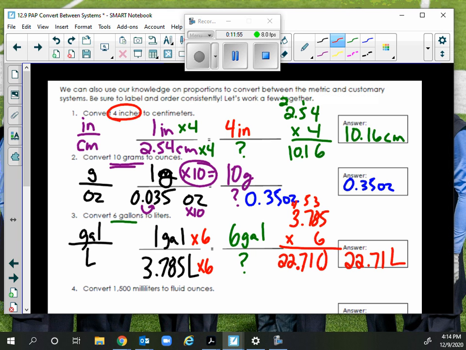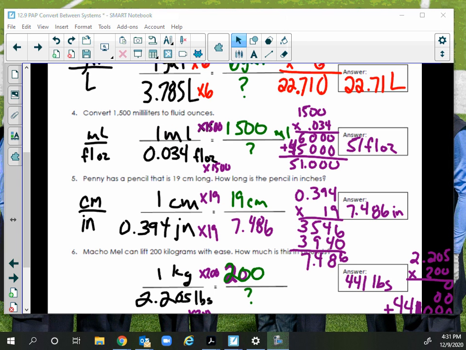Okay? Push pause on the video right here and try number 4, 5, 6, and 7 on your own, please. All right, welcome back. So you can check your answers that I have here on the board. You need to set up the conversion. 1 milliliter is 0.034 fluid ounces, and then the scale factor is times 1500. Do your work off to the side, you'll end up getting 51.